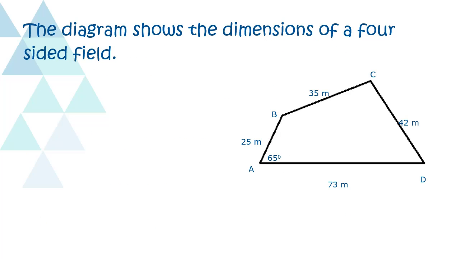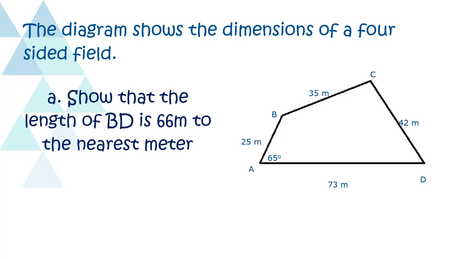This question is the last question in this video. It contains three parts. I will solve the first two, and I'll leave the third as homework. The question says that the diagram shows the dimensions of a four-sided field. We have A, B, C, D, a four-sided field, and as you can see we have the length of the four sides, and we have one of the angles. Part A says to show that the length of BD is 66 meters to the nearest meter.